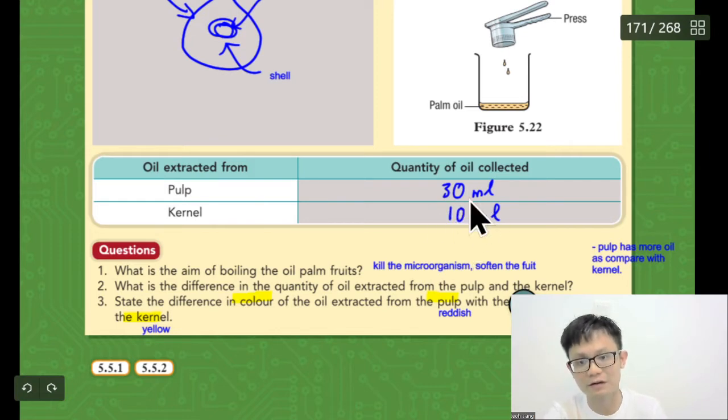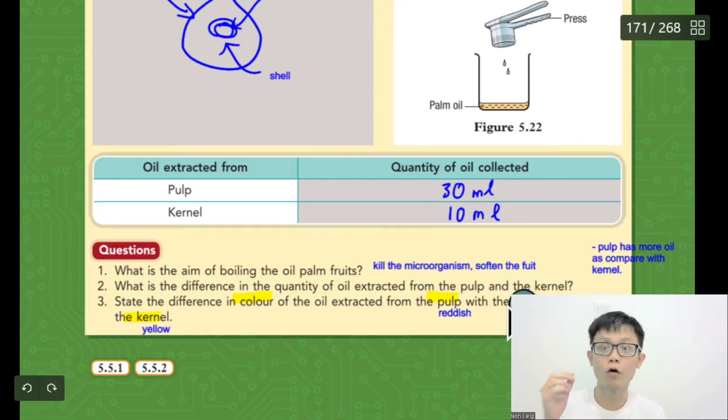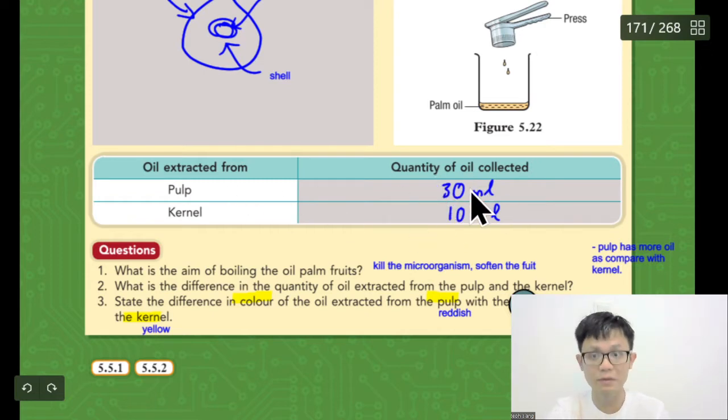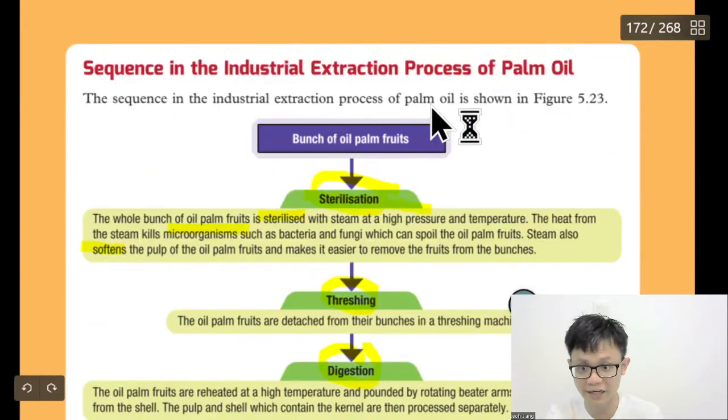For example, 30 ml. This one I created myself, you can refer to the revision book. Okay, canal actually got less oil, but canal oil is higher quality, healthier. Not more healthier, healthier means healthier. It's an English grammar problem. Okay, so canal has less oil but higher quality. Pulp has more oil. Remember, because usually in the exam students will write it wrong.